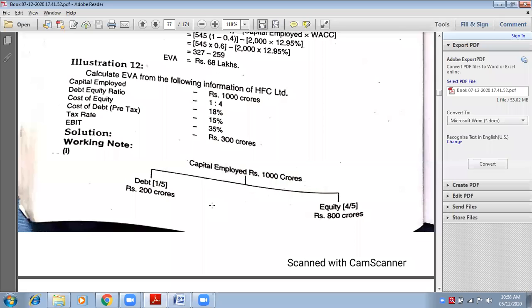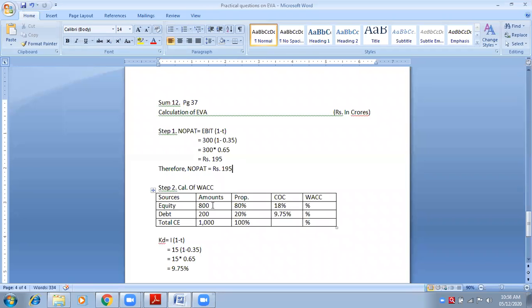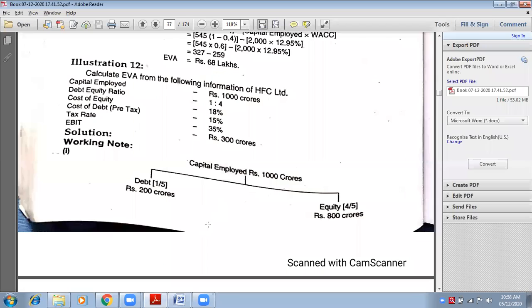Second step is WACC. I have already calculated WACC with the help of this chart. Look at the screen. I have already calculated what is my debt, what is my equity. Always remember equity comes first. So we need to write equity 800, debt 200. So what is the total? 1000, and definitely it was 1000 total capital employed. Total capital employed in this sum was given. In other sums, we used to add and find it.